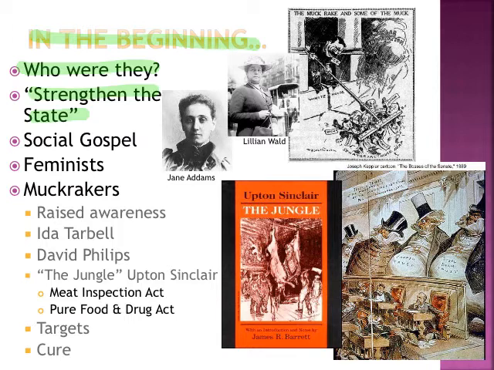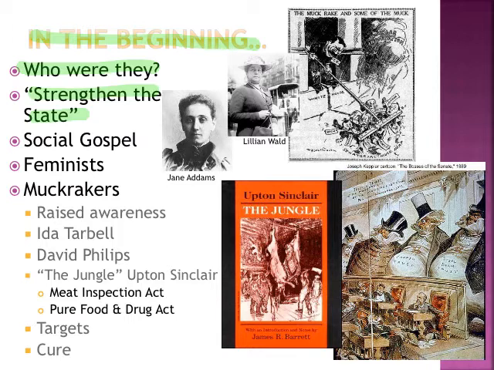So we've got to get power to the government, because the government is supposed to be representing the people. And if the government doesn't represent the people, they can vote those congressmen, those governors, out. So somebody has to take care of the people, and it's going to have to be the government. So strengthen the state becomes the motto.